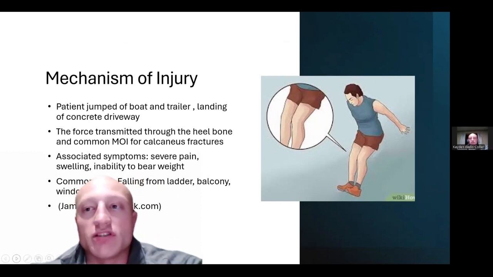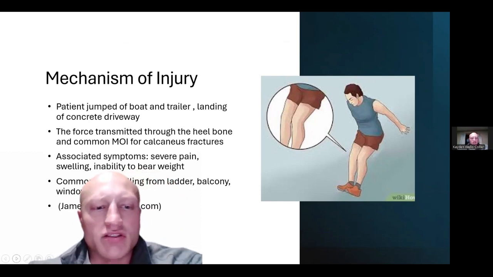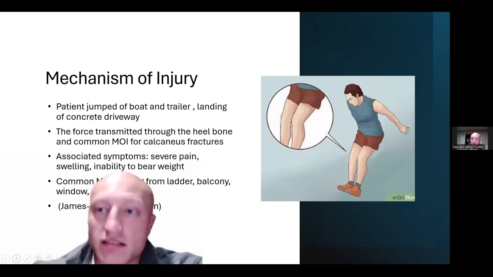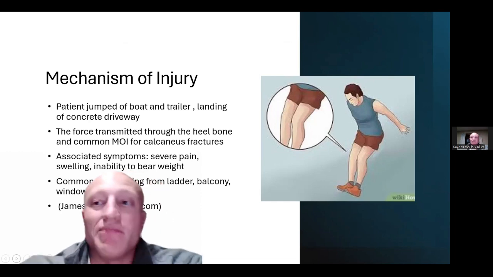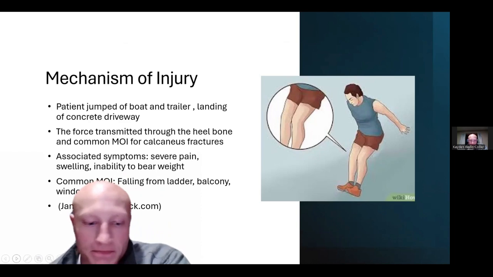It takes a lot of extreme force to break your calcaneus. And then when it comes to the associated symptoms, very basic at the very beginning: severe pain to the back of the ankle, pretty instant swelling, as well as the inability to bear weight or walk when it occurs.